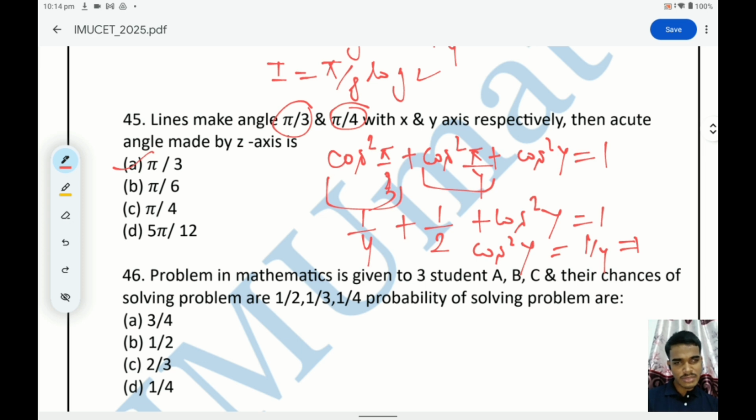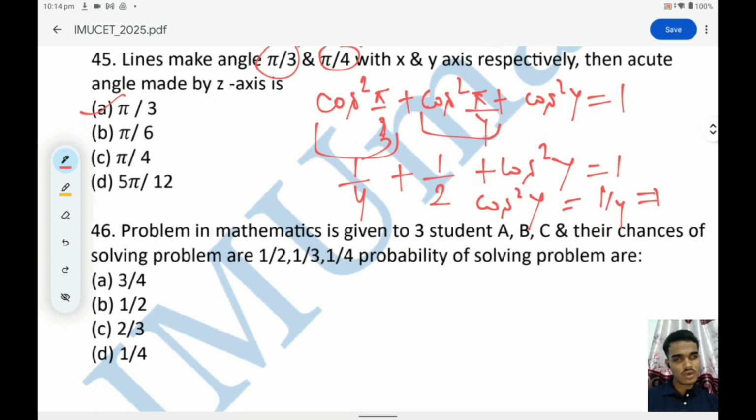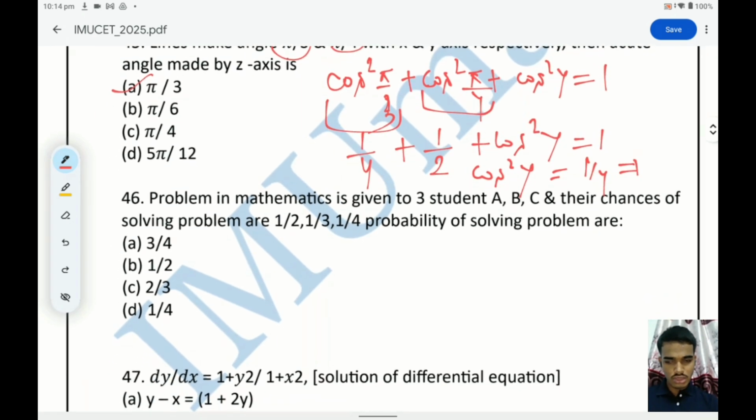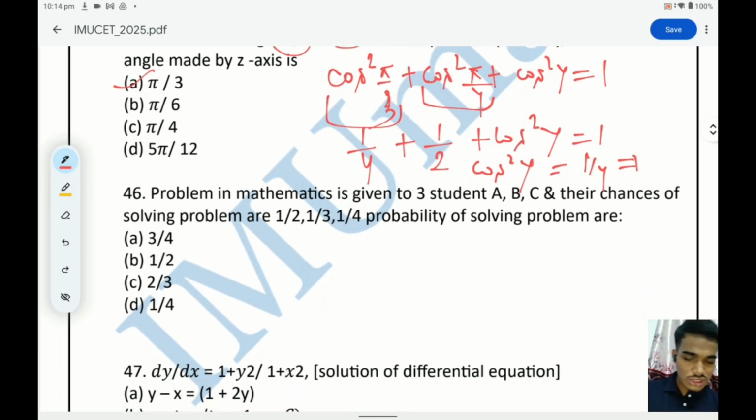Now the question number 46. A problem in mathematics is given to 3 students A, B, C, and their chances of solving are 1 upon 2, 1 upon 3, 1 upon 4, and we need the probability of solving the problem. So how to solve this? Probability of solving the problem means they can solve at least one question. At least one, then we can say the problem is solved.